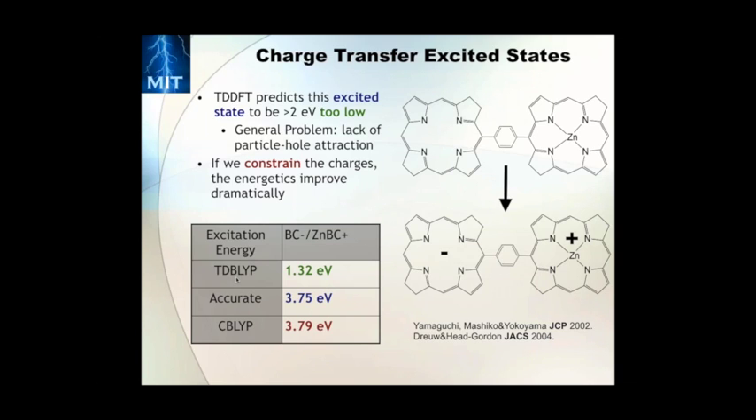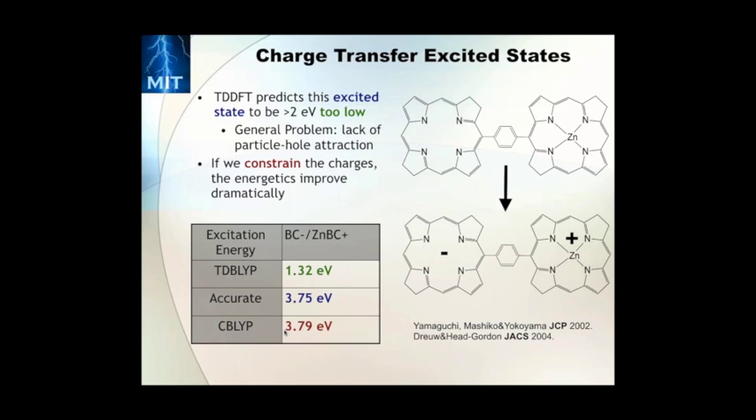If we do this with time-dependent B3LYP, we predict an energy of about 1.3 eV, whereas the accurate energy is more like 3.8. Of course, we could do this using constrained DFT. We constrain the left-hand side to be neutral, and that gives us the ground state. We constrain it to be negative, and that gives us the excited state. We take an energy difference, and we find that you get 3.8 eV out of constrained DFT. So even with the same B3LYP functional, where time-dependent B3LYP gives 1.3 eV, constrained DFT gives a much better answer.